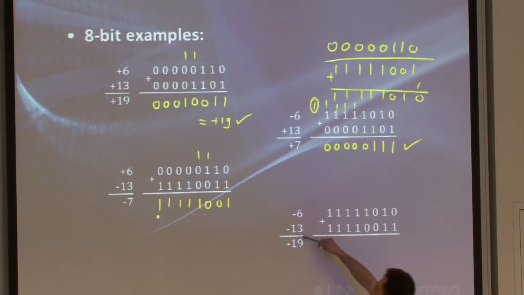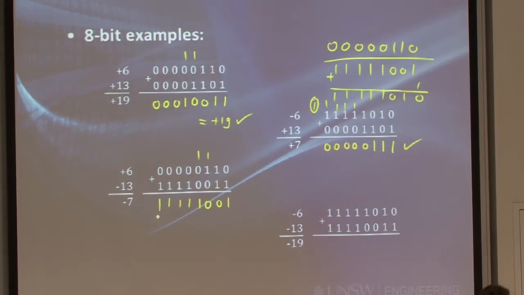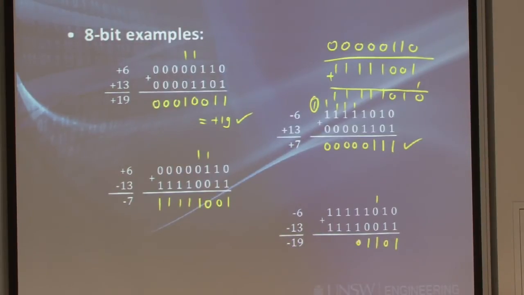Let's try to add two negative numbers. So we have two negative numbers. The most significant bit is 1. Carry 1. Carry 1, 0, carry 1. Sorry, this is 1 carry 1, 1 carry 1, 1, and we discard this extra 1. And hopefully, this is minus 19 in decimal.